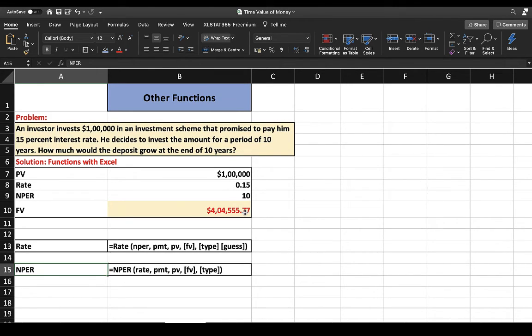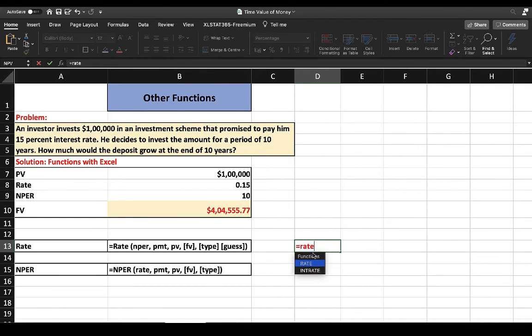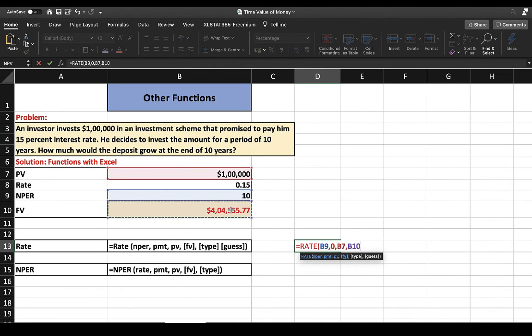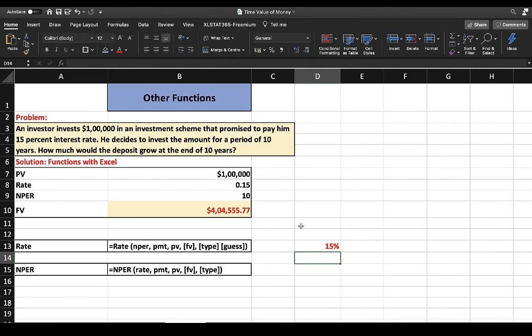I'll show you how, by applying the Excel function RATE, you can find the rate by typing equal RATE. Now here it is NPER, that is the number of periods, comma, PMT will be 0, comma, present value, comma, future value, comma, type will be 0. So our rate is 15%, which is the same as given in the question.